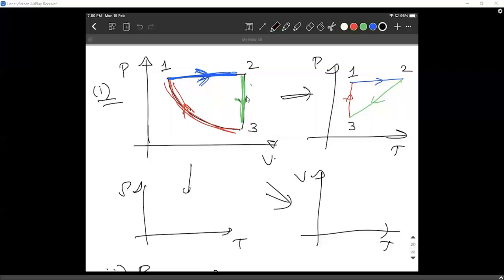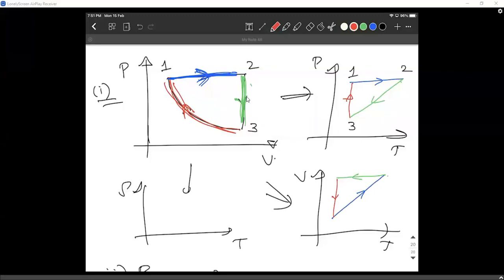Once you do that, you can basically do that for every graph. Now you have to do it for the VT graph. In VT, constant pressure goes like this. The pressure is increasing, so volume is increasing and temperature is increasing. Constant pressure process, and then constant volume process. 2 to 3 is a constant volume process, and then constant temperature process. This is how the graph must look.